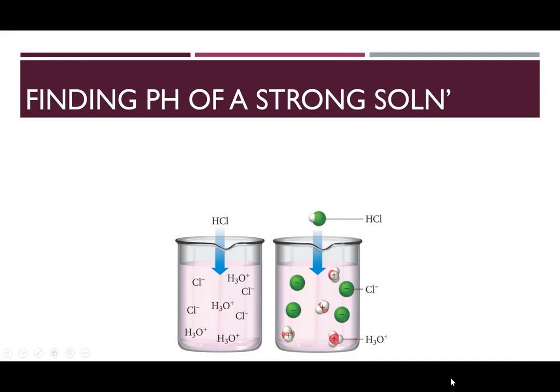So, finding the pH of a strong acid. The thing to remember here is that strong acids, and strong bases for that matter, completely dissociate in water. So they completely break apart into ions. So when you have a strong acid, if you know the initial concentration of the acid, you also know the concentration of the hydronium ion.